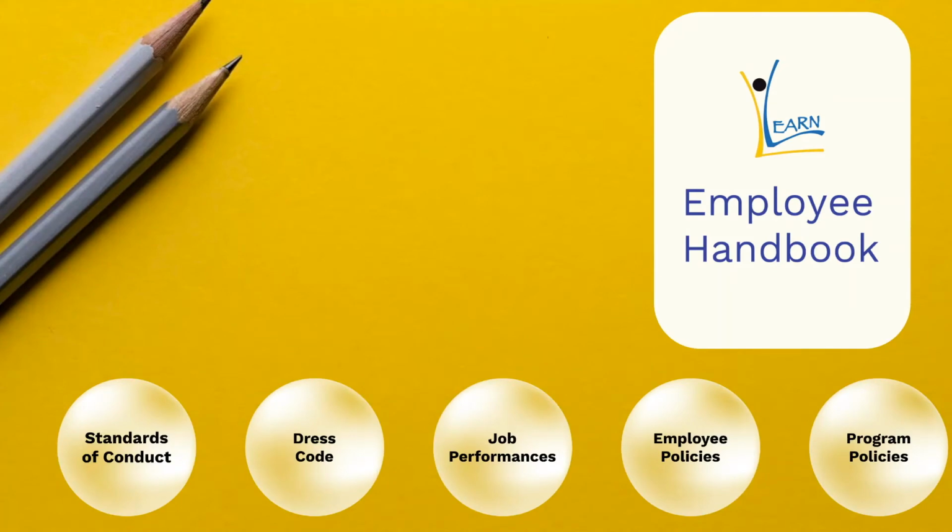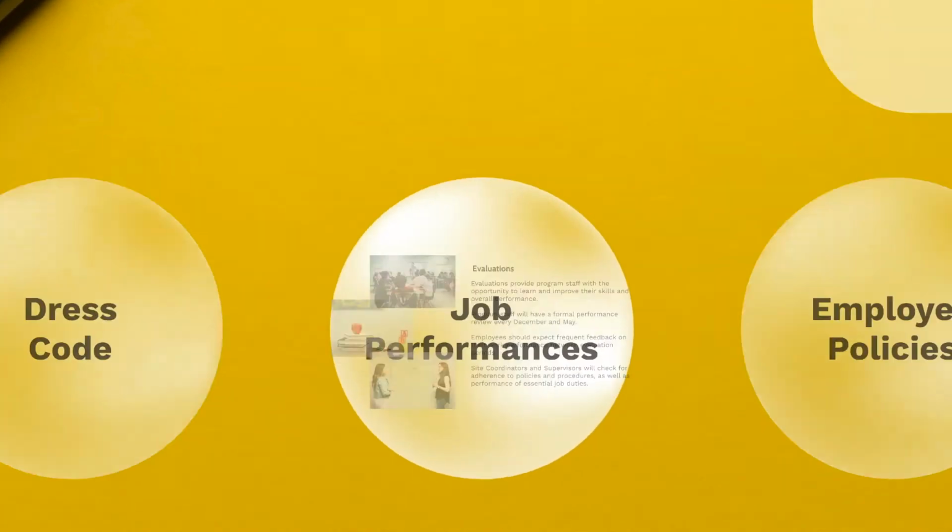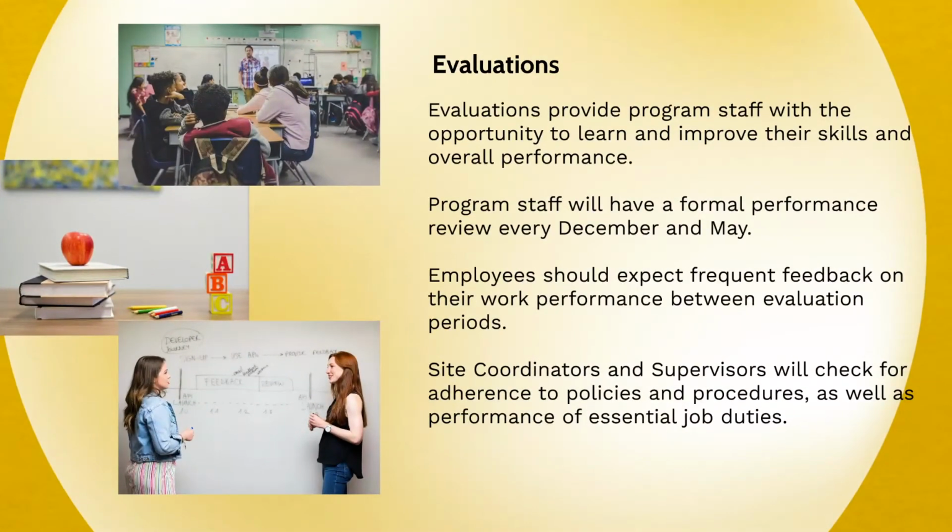All right, so now we're going to jump into job performances. Now within your job performances, Learn hosts different types of evaluations. Evaluations provide program staff with the opportunity to learn and improve their skills in overall performances. Program staff will have a formal performance review every December and May of the year. Employees should expect frequent feedback on their work performance between evaluation periods. Site coordinators and supervisors will check for adherence to policies and procedures, as well as performance of your essential job duties.